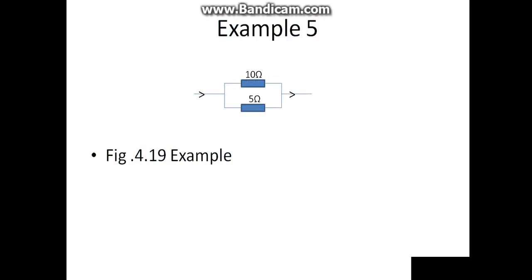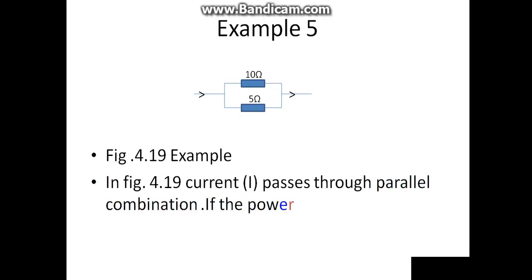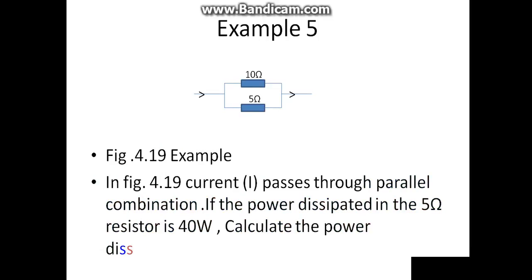Example 5. Looking at figure 4.19 diagram example. In figure 4.19, current I passes through a parallel combination. If the power dissipated in the 5 ohm resistor is 40 watts, calculate the power dissipated in the 10 ohm resistor.